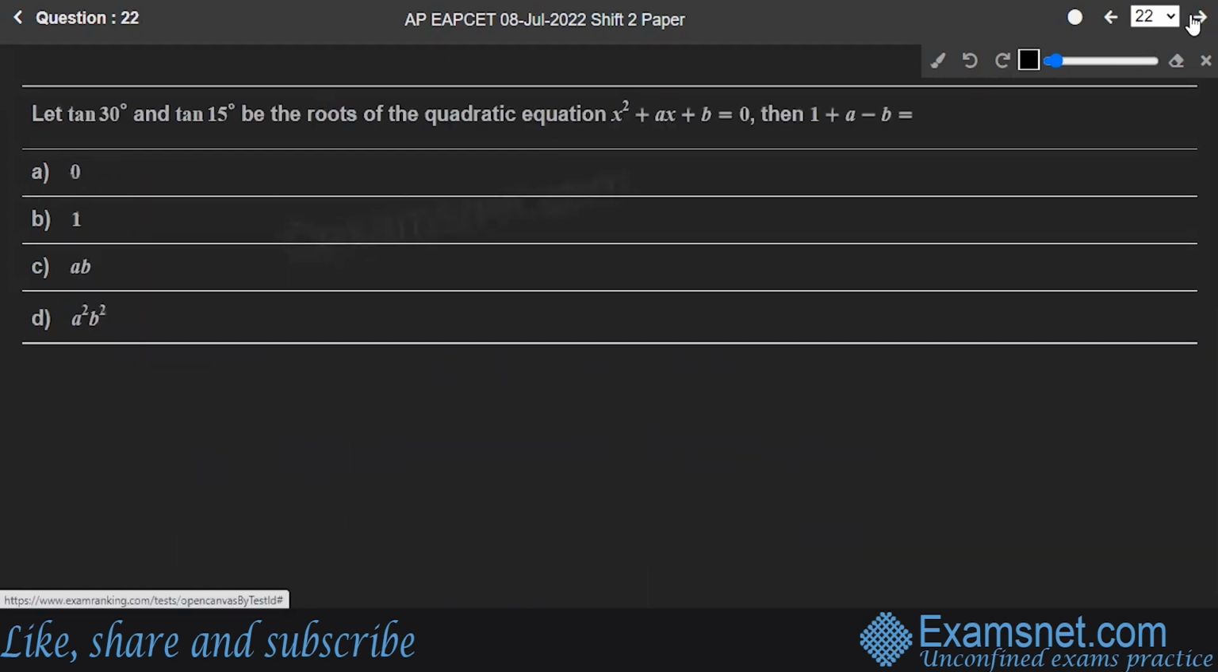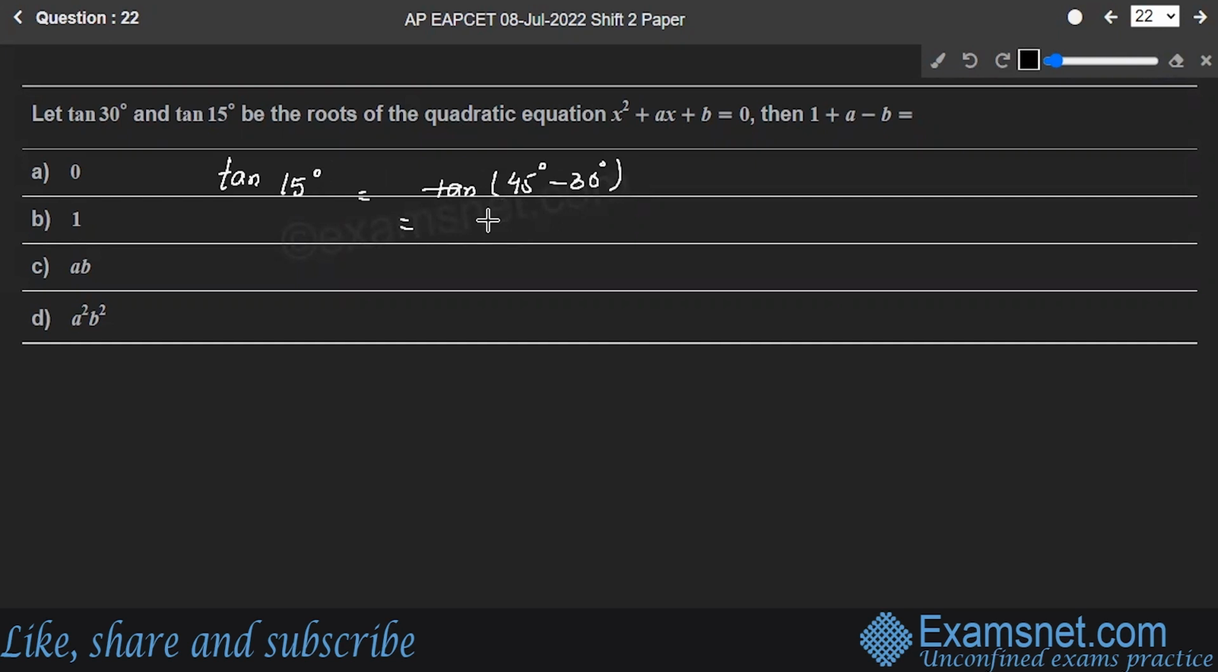Next is question number 22. So trigonometric problem again. Let tan 30 and tan 15 be the roots of the quadratic equation x squared plus ax plus b. Then 1 plus a minus b is equal to. Now, you know, tan 15 can be written as tan(45 − 30), right?